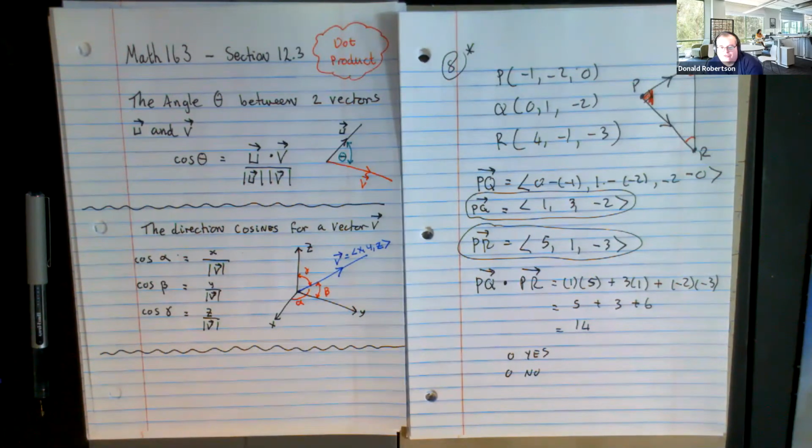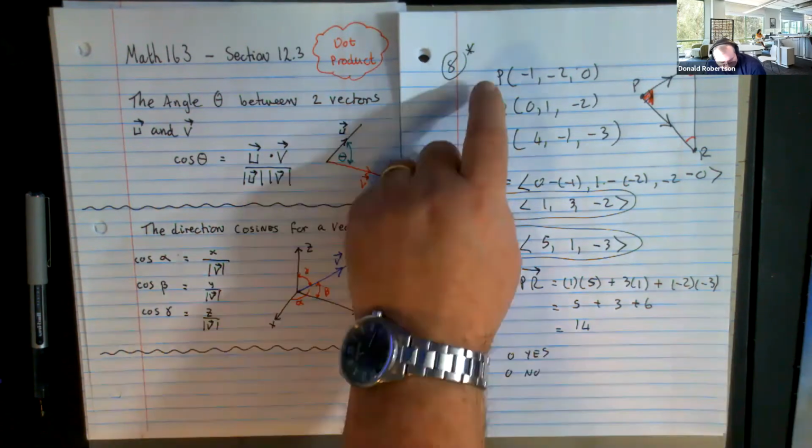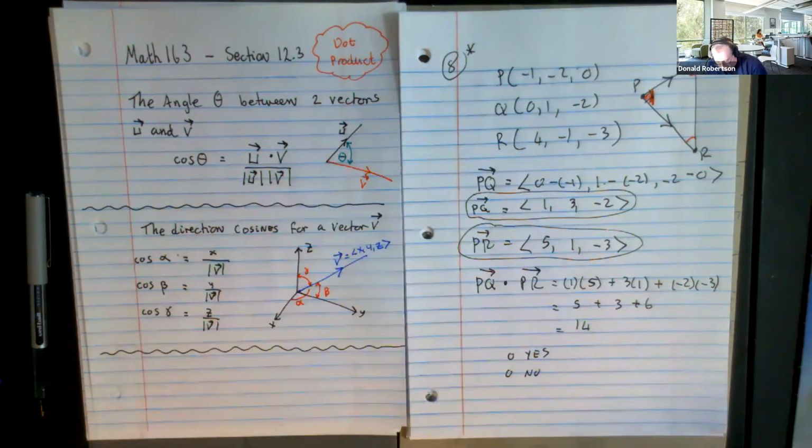I was making an assumption here, which I don't think I should have made. I was making the assumption that because of the order they gave me them, the right angle, if it was going to exist, would be at P. But there's no reason to assume that. They didn't tell me it was at P, right? So I really should check all three.